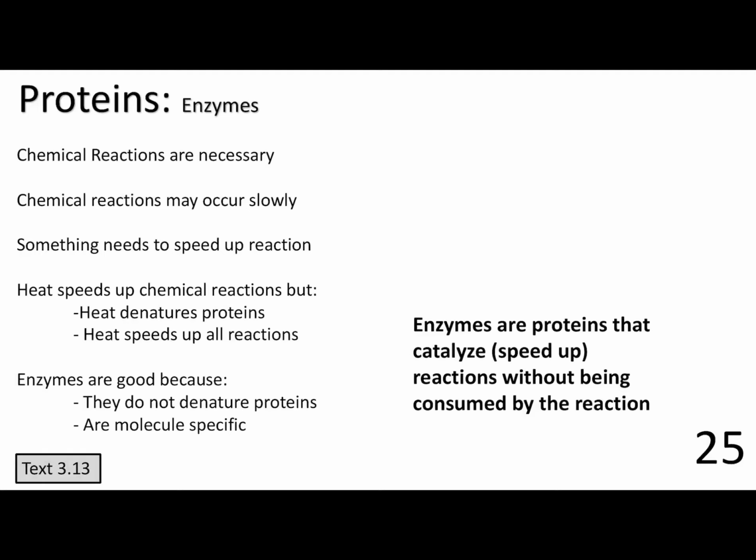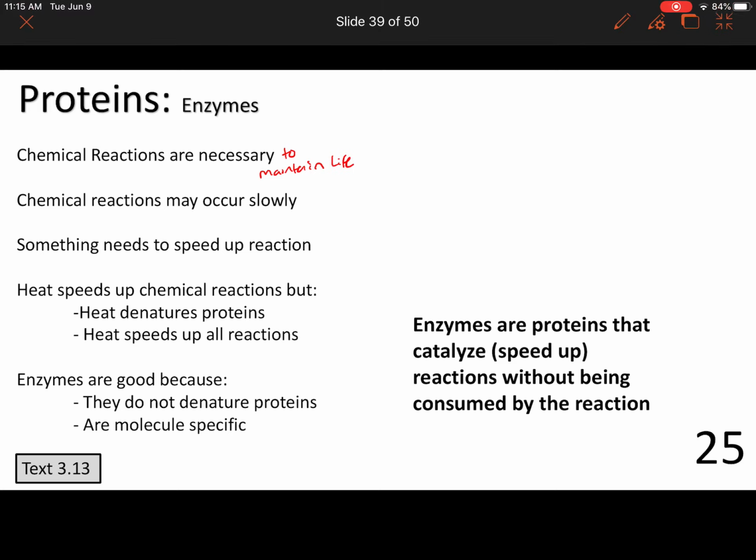Now that we've talked about proteins, we're going to talk about a specific type of protein, enzymes. The function of enzymes is to speed up how fast chemical reactions are occurring. What we're going to do is make a case for enzymes and why they're necessary, by first stating that chemical reactions are necessary to maintain life. So we constantly need to have chemical reactions happening.